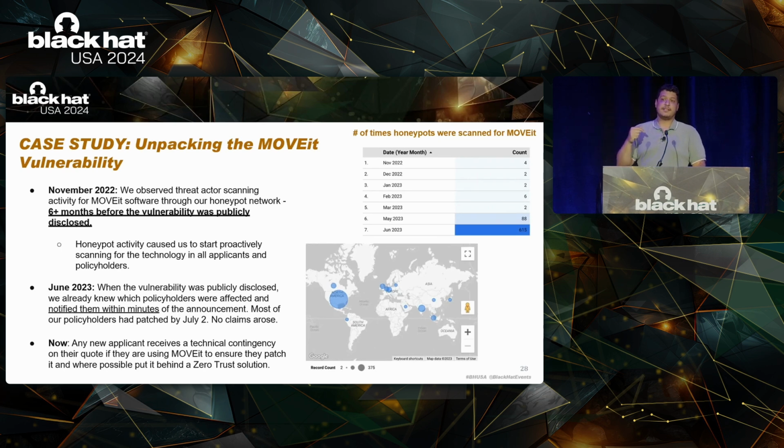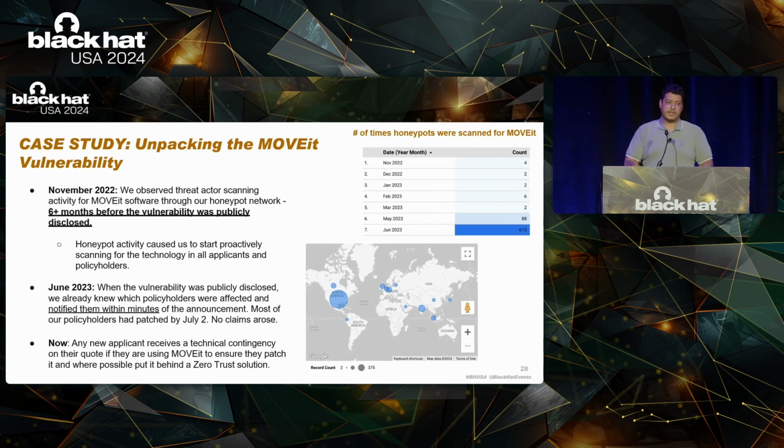What this means for us is when we start to see these yellow pages scans, we grab the payload we see on our honeypots and we pop them into our scanners. And all of a sudden, we're able to identify the policyholders that have this technology, and we immediately message them and tell them, take this off the internet. Put it behind a VPN, put it behind your zero trust solution, because something is coming. And by the way, often we don't know what it is that's coming. We just know that something's coming.